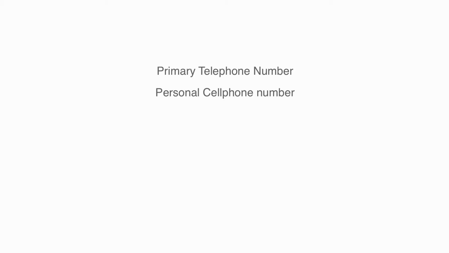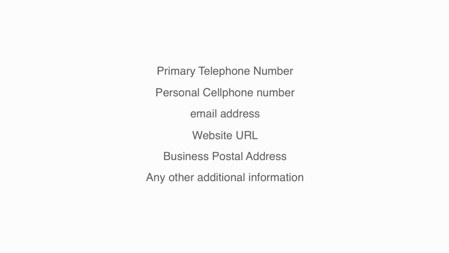Before we plan and design our letterhead, we need to acquire the relevant information from the client that they wish to present upon it. These typical pieces of information we acquire include primary telephone number, a personal cell phone number, this is typical of a self-employed person, an email address, website URL, business postal address, and any other additional information.